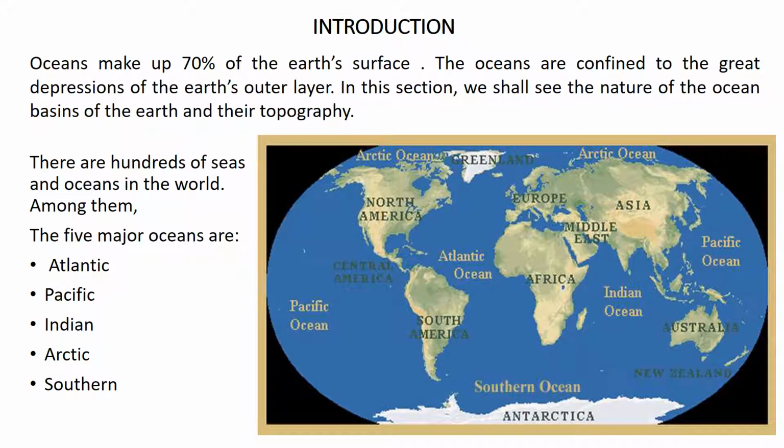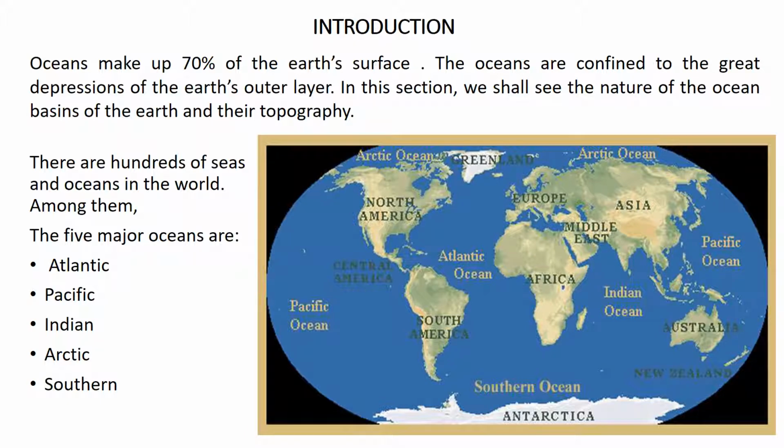So now when we say oceans, we have discussed last class, we have different types of oceans, right? Oceans make up 70% of the Earth's surface. The oceans are confined to the great depressions of the Earth's outer layer. In this section, we shall see the nature of the ocean basins of the Earth and their topography. Depressions, why? Because it is the depth of the ocean surface.